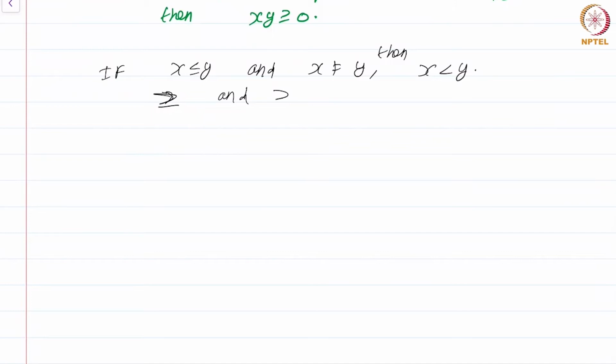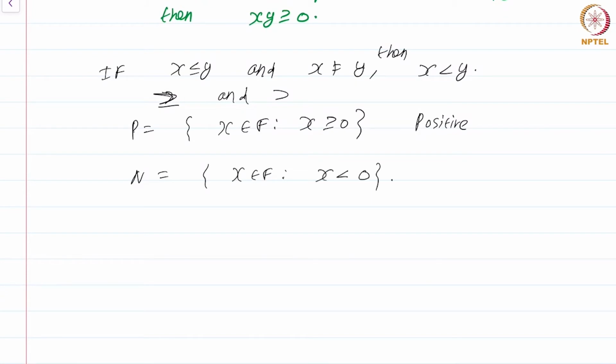Okay. We also call the set P to be x in F such that x greater than 0. This is the positive set. The elements that belong to this set are called positive, and similarly we have the set N to be x in F such that x is less than 0. Okay, so just one moment, I made a slight error. This is not x greater than or equal to 0, this is x greater than 0. So we have that an element of an ordered field is either positive, negative, or is 0.